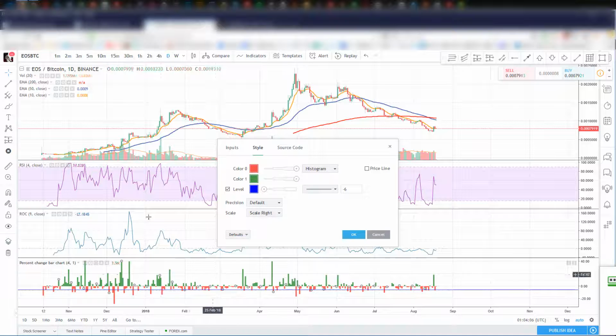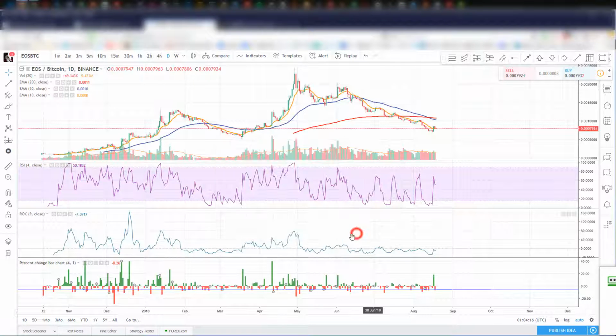You can also see a trend. Obviously, you can see this on the actual chart itself, but this really gives you an indication of what that true number is, what that true percentage decline is. All right, so now we're good.